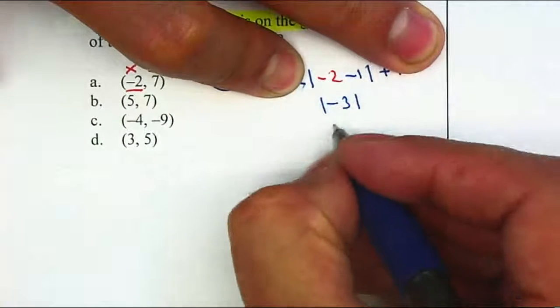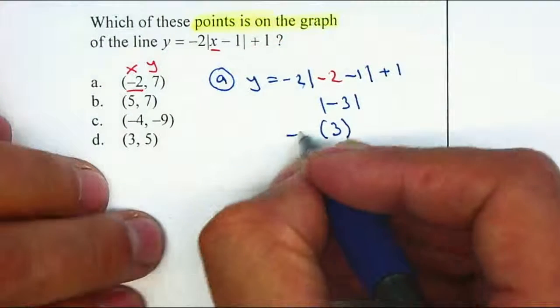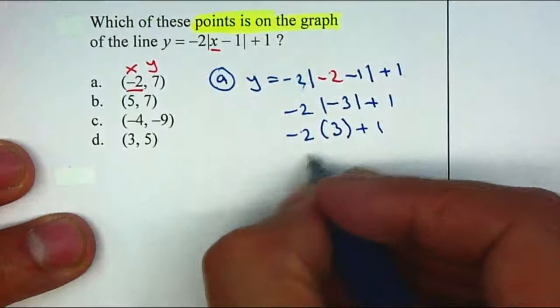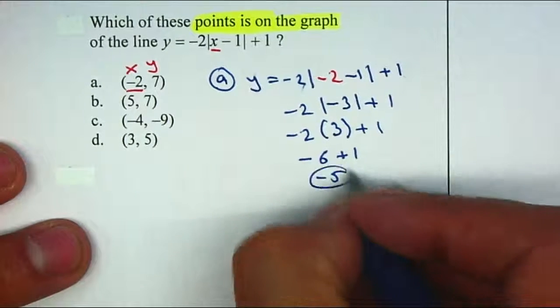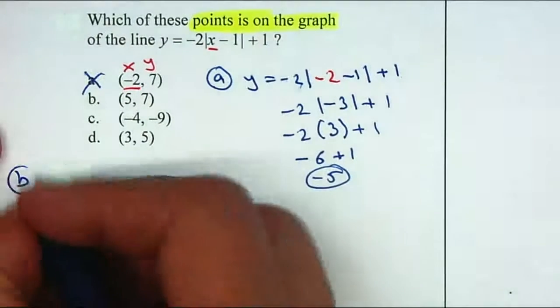Absolute value is +3. I'm going to change the absolute value to parentheses because the -2 is still multiplying. That gives me a -6 plus 1 is -5. That's wrong. That should give me a 7. Let me try letter B.